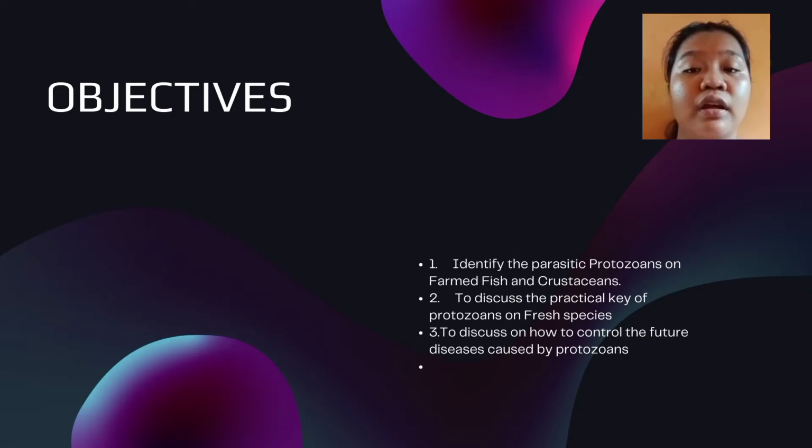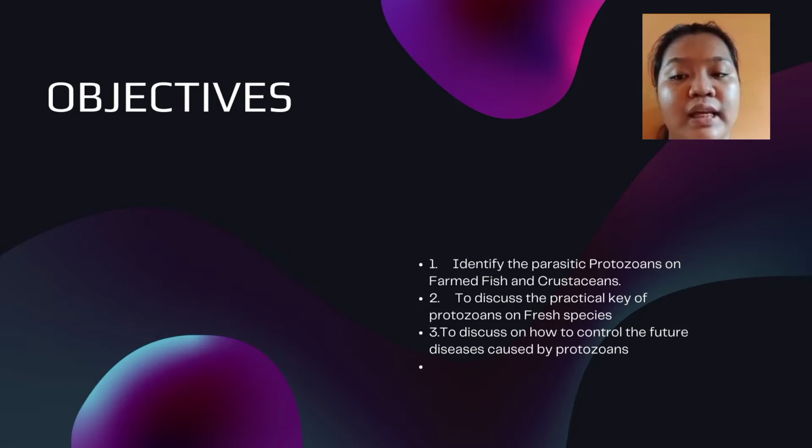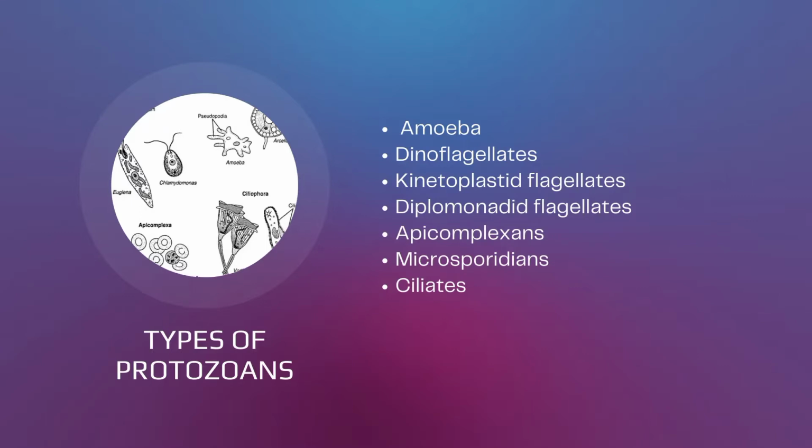Objectives: to identify the parasitic protozoans on farm fishes and crustaceans, to discuss the practical key of protozoans in fresh species, and to discuss how to control future diseases caused by protozoans. So today I'm going to discuss the types of protozoans, namely amoebae, dinoflagellates, kinetoplastid flagellates, diplomonadid flagellates, apicomplexans, microsporidians, and ciliates.